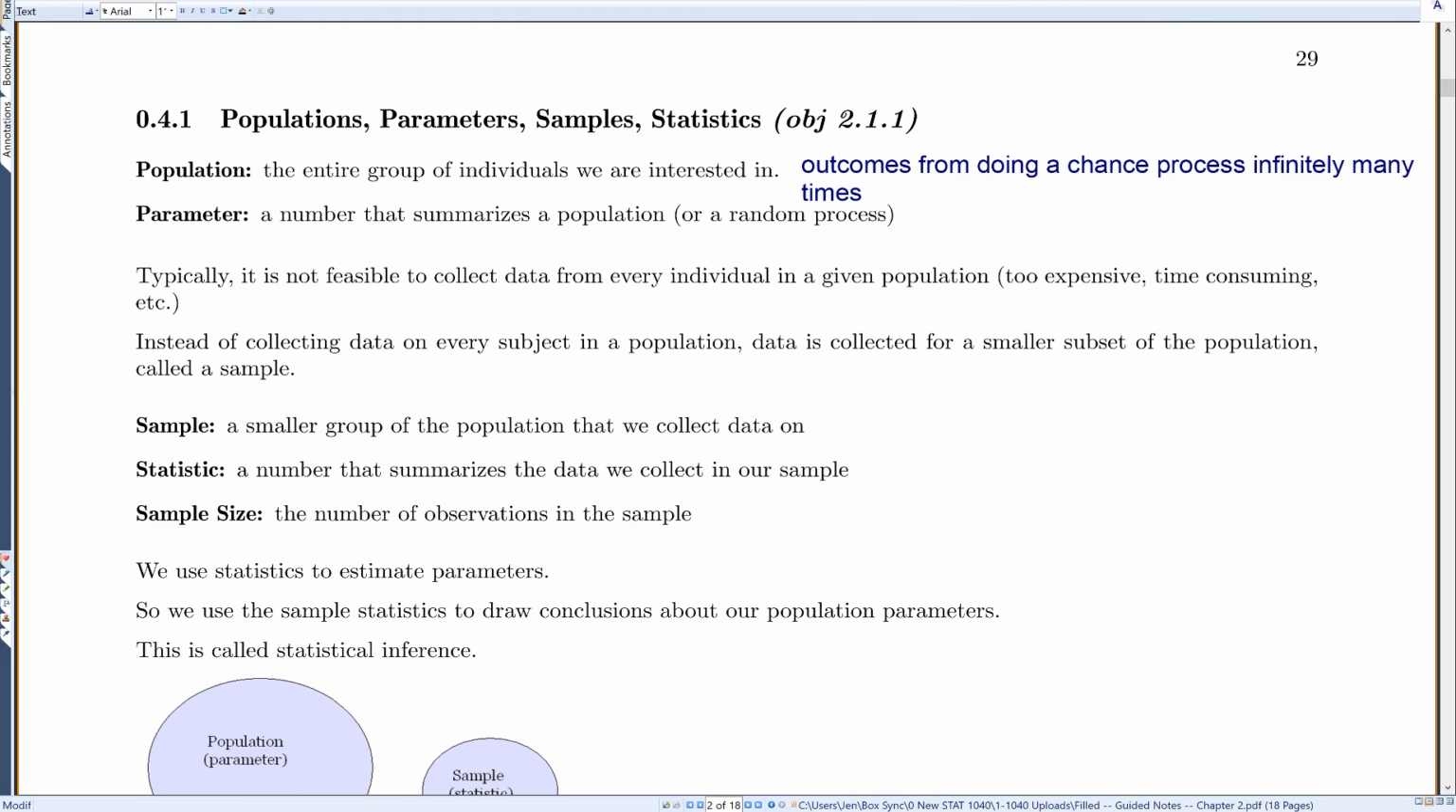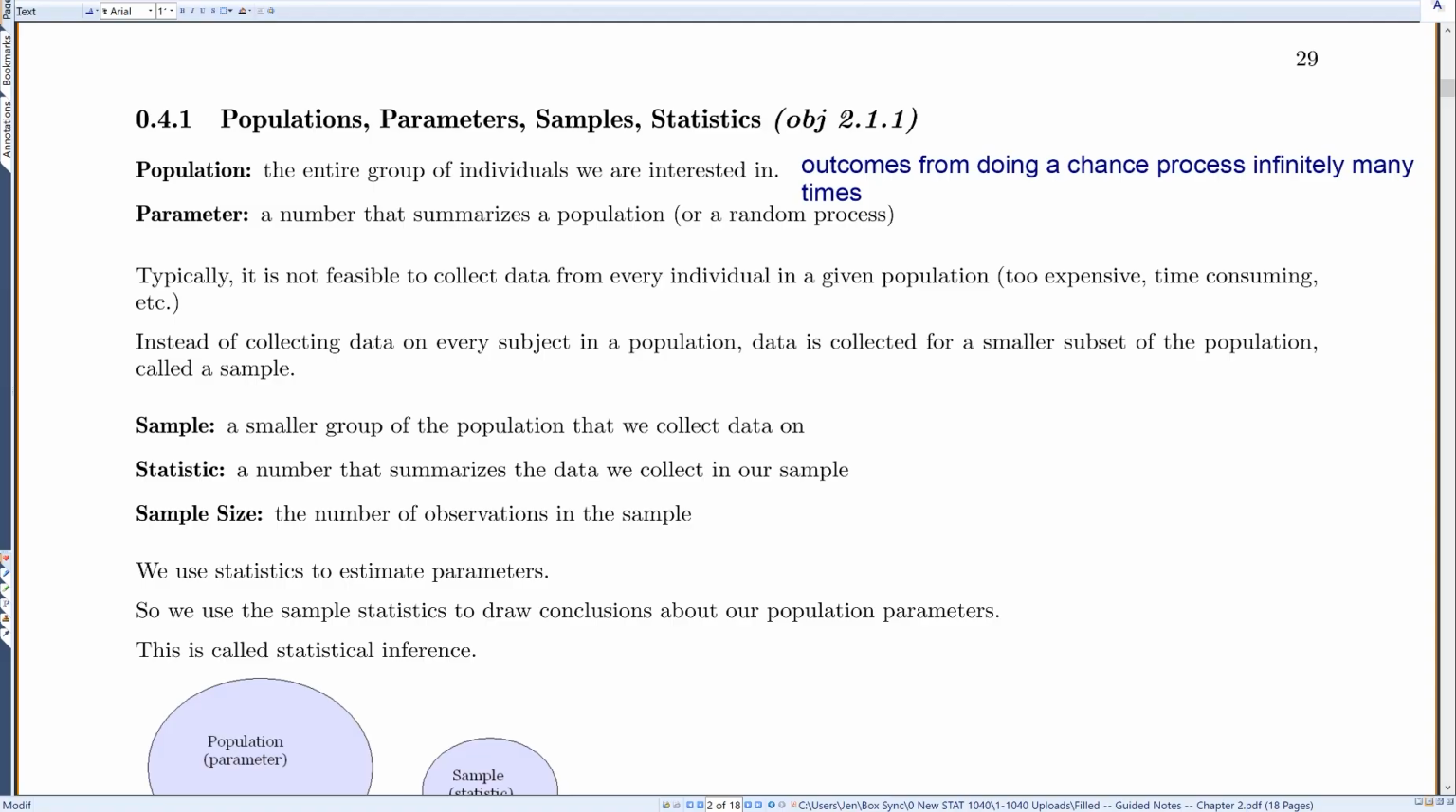So usually we can't collect data from every individual in a given population. It's too expensive, time consuming, etc. So instead of collecting data on every subject in the population, we collect data on just a smaller subset of the population called a sample. So the sample would be a smaller group of the population that we're collecting data on. The statistic is a number that summarizes the data we collect in our sample.